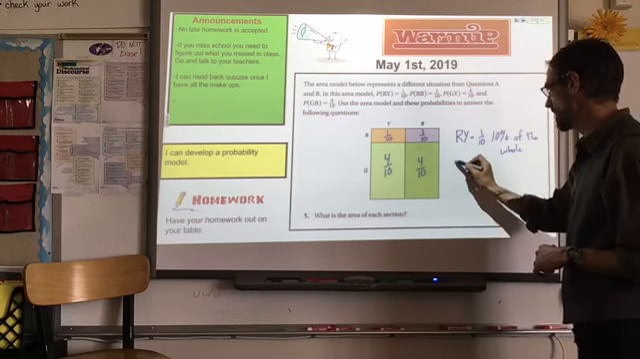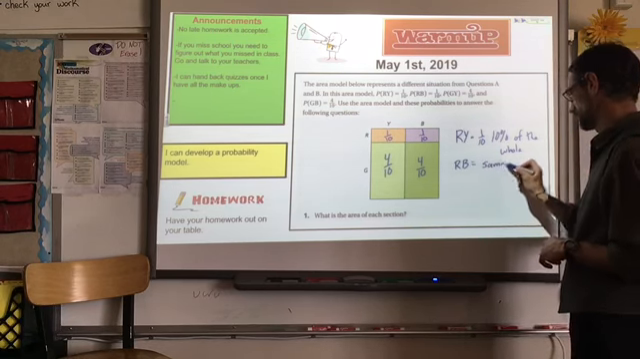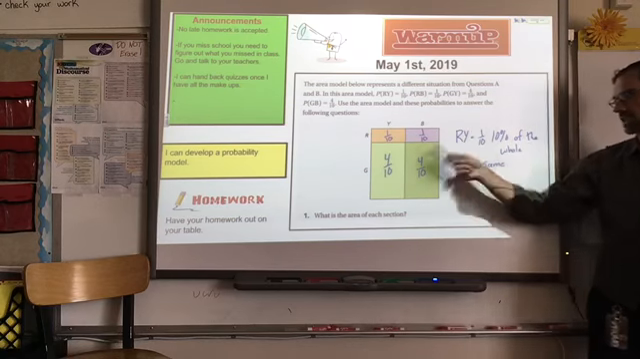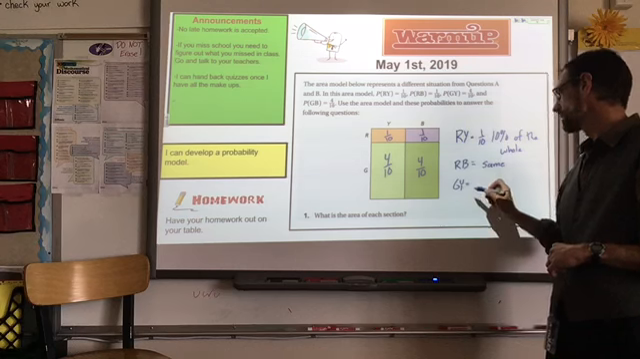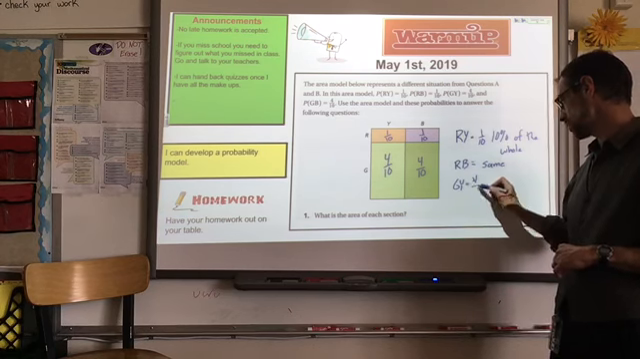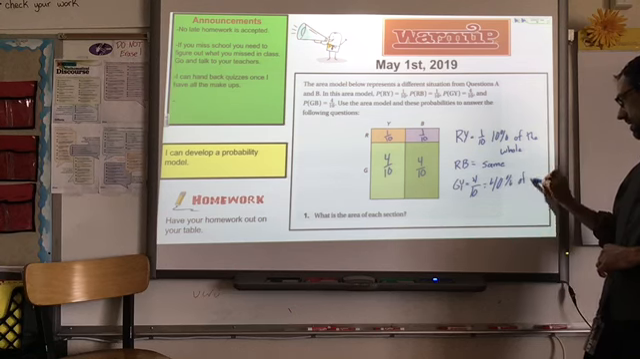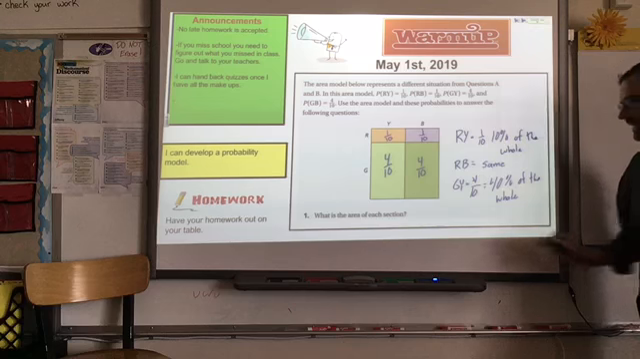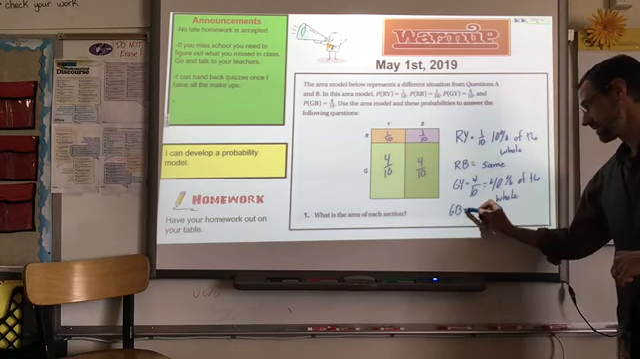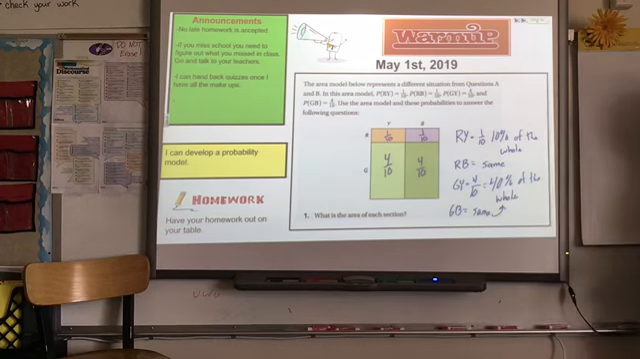Okay, what about RB? Same as above. So we know that this is 10% of the whole. What about GY? 40%. Okay, GY is 4/10, or you could say 40% of the whole. I like the kids that are following along, getting these down. And then GB is the same as above. It is 4/10 and 40% of the whole.